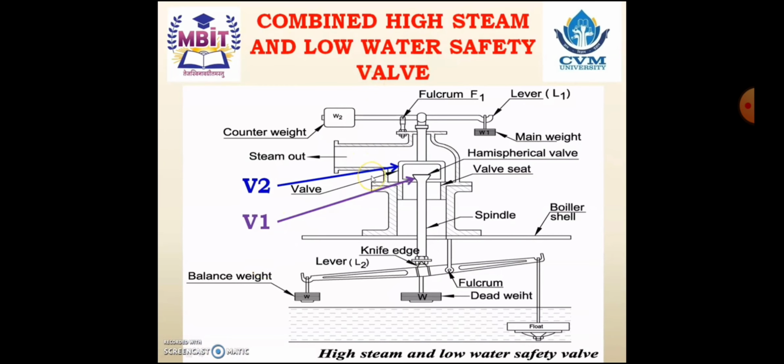The next valve we are going to study is the combined high steam and low water safety valve. And this is the sketch for the combined high steam and low water safety valve. Here there are two valves: valve V1, which is also known as the hemispherical valve, and valve V2, which is located outside the valve V1. Let us study it.